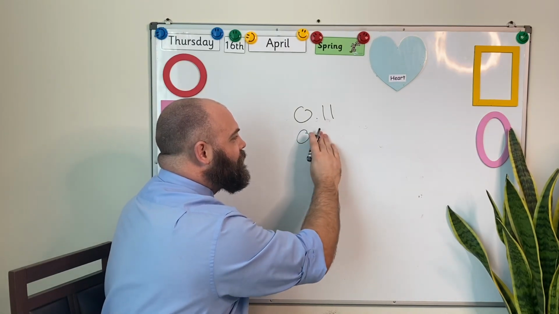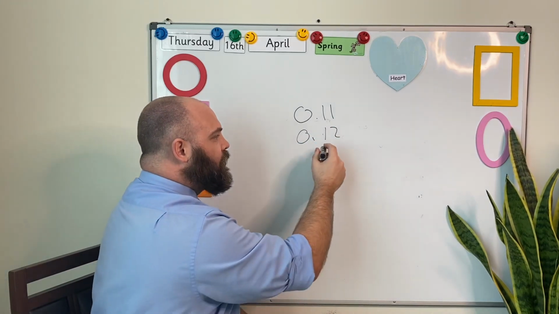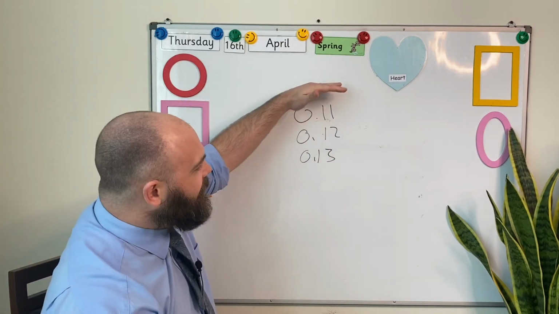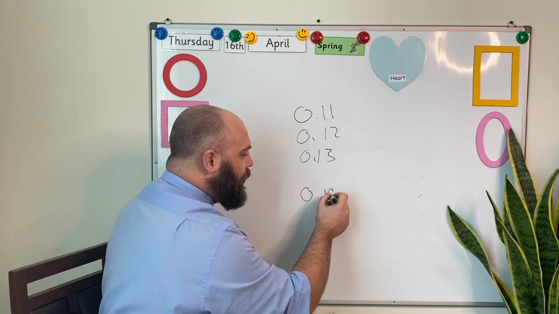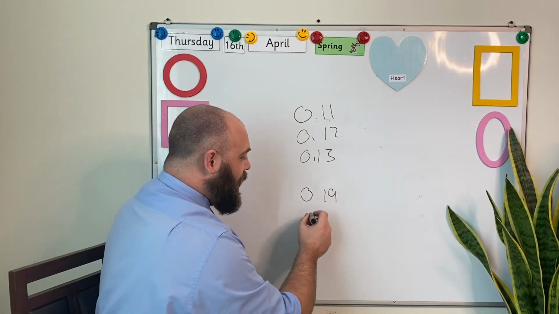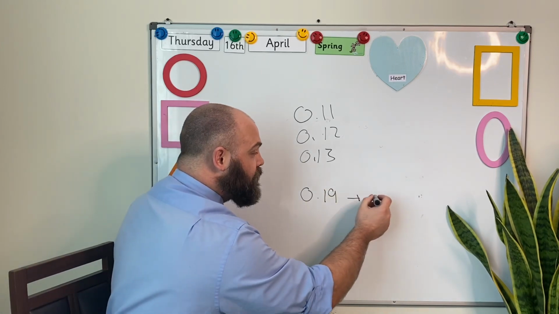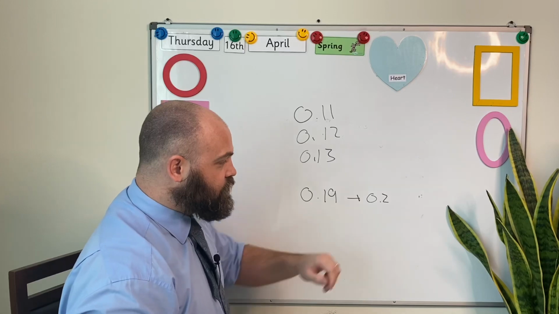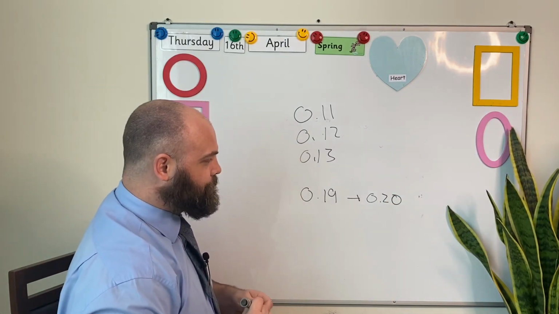If I had 0.12, that would also be bigger than 0.1, 0.13. And if we keep adding these up all the way down, we'd eventually end up with 0.19, and we could add one more hundredth, and I'd end up with 0.2. That's 2 tenths or 20 hundredths.